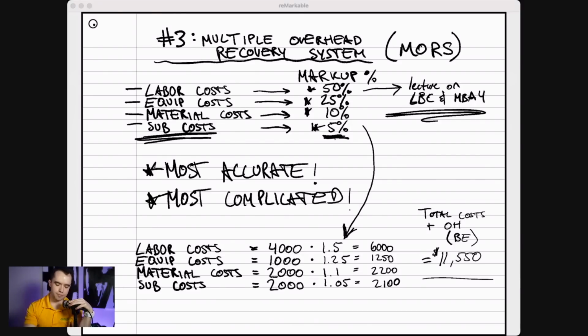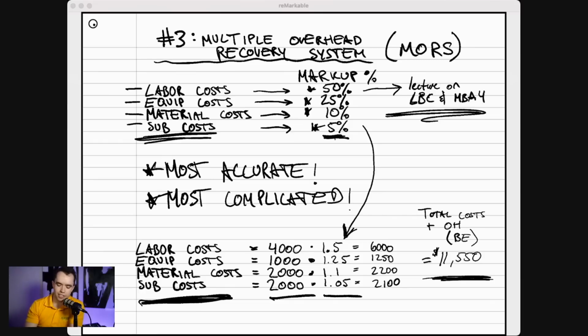So using this method, if I take my labor cost, again, we're down here at our COGS. We can do 4,000 in labor costs times 1.5, or 50% markup, which is going to be $6,000 I'm actually going to charge on this job. I'm going to bring these percentages down, a markup for every single one of my COGS. All right, so for equipment, for materials, and for my subs. And when I do that, now I have my total costs plus my overhead recovery, so my break even is now $11,550.